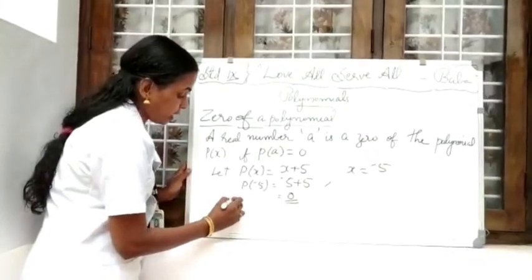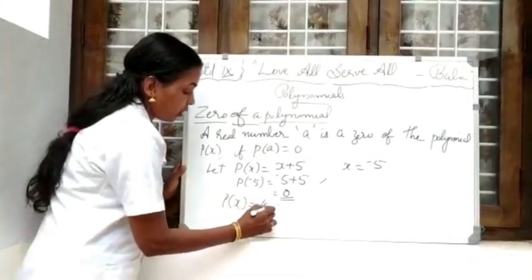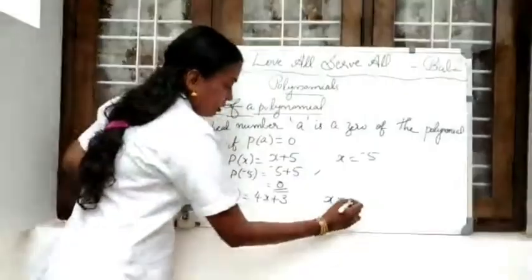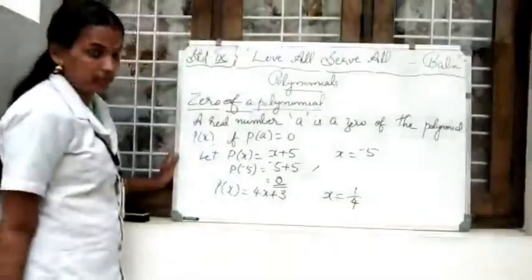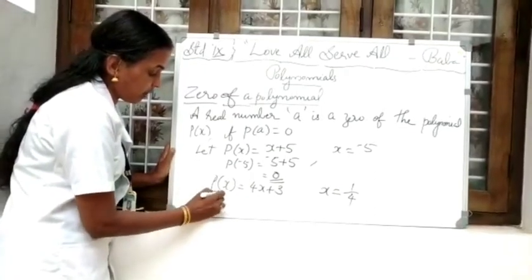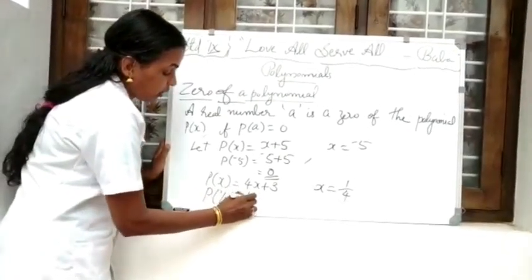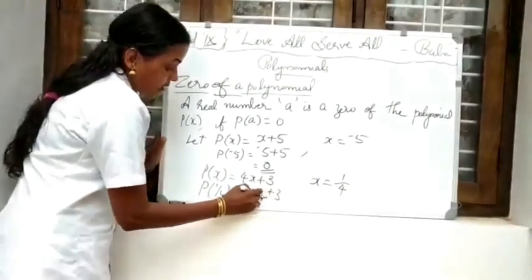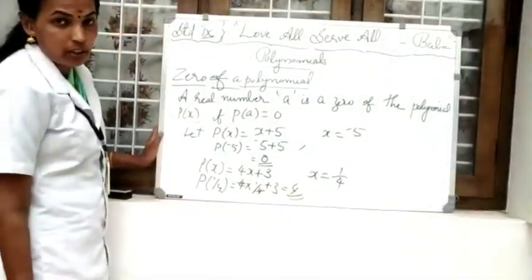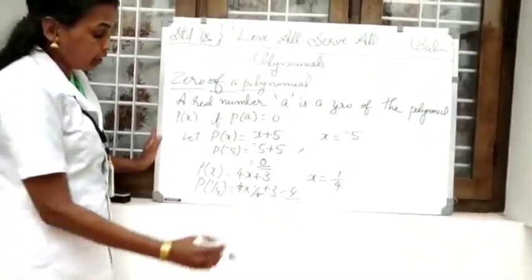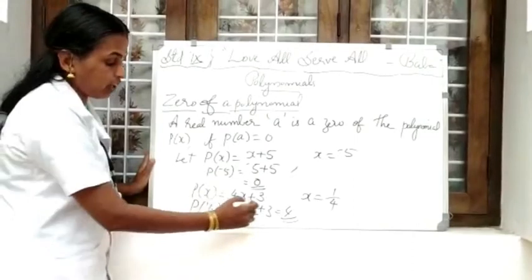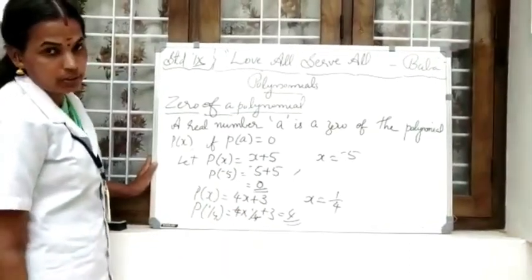Another example we can take. Let p of x equal to 4x plus 3. Let x equal to 1 by 4. If x equal to 1 by 4, p of 1 by 4 equal to 4 into 1 by 4 plus 3, which is equal to 4. Here we got p of 1 by 4 as 4. So clearly we can say 1 by 4 is not a 0 of p of x, since p of 1 by 4 is not equal to 0.